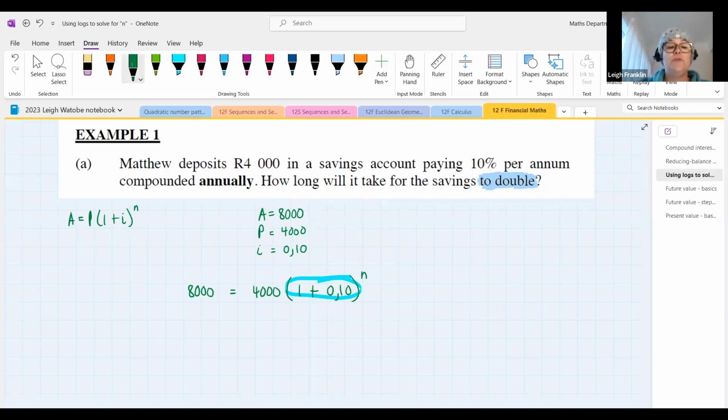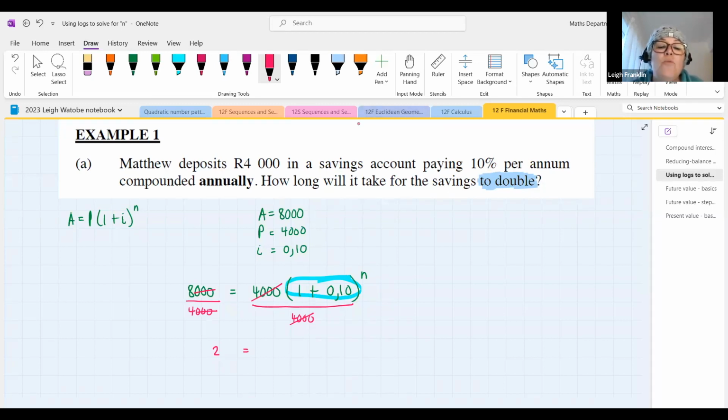What do you think the first thing is that we need to do to both sides of our equation? Because we don't want this 4,000 here. We want to isolate the base. So what do you think we need to do exactly? Well done, everybody. We need to divide by 4,000 on both sides, first of all. Okay, and when we do that, we can see that we would end up with 8 over 4. 8 over 4 would leave us with 2.